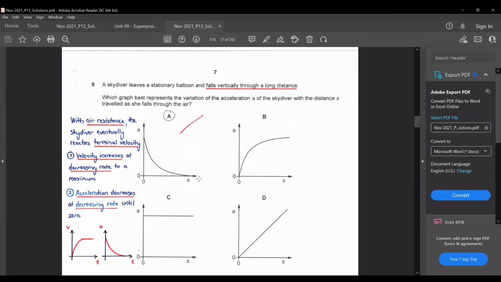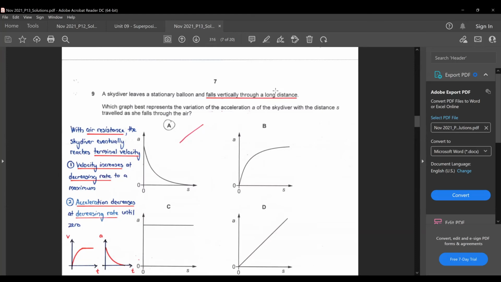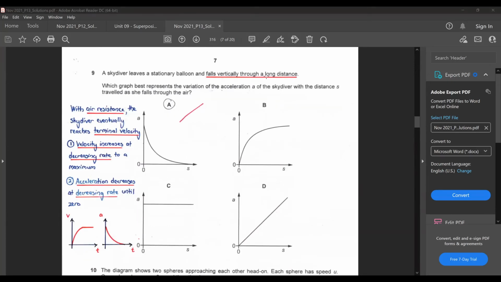Okay, number 9. A skydiver leaves a stationary balloon and falls vertically through a long distance. Which graph best represents the variation with acceleration a of the skydiver with distance s traveled as she falls through the air? Now, this one, be careful a bit. This one is not talking about acceleration versus time. It's talking about acceleration versus distance.